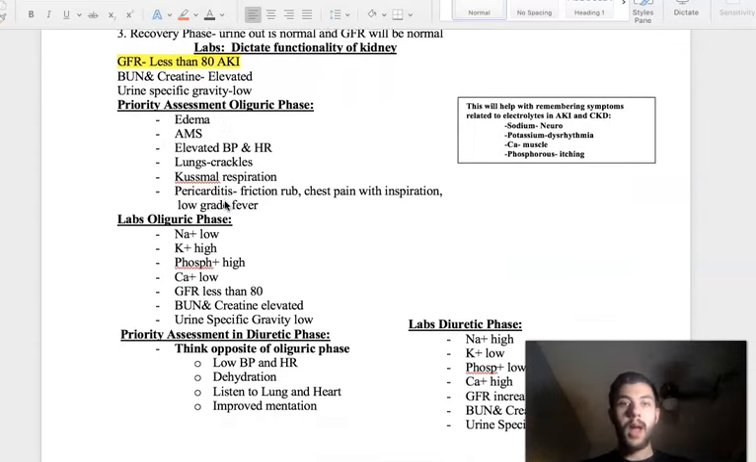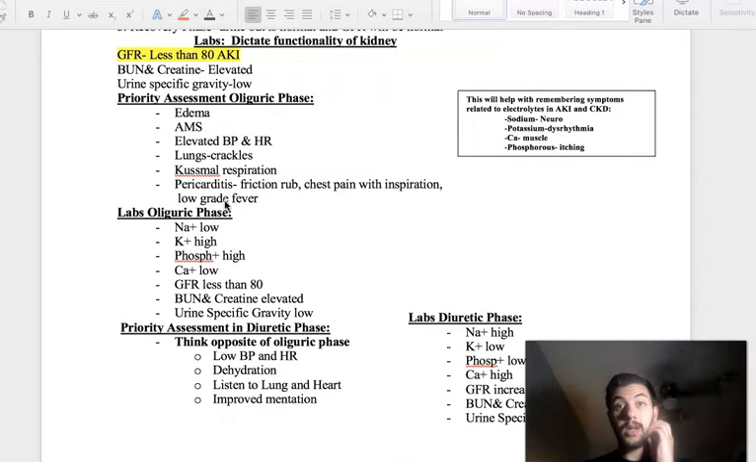So labs, how can you detect that the kidney is not working? You're gonna check the GFR. If it's 80 and less, it's AKI. You're gonna check the BUN and the creatinine, and they're gonna be elevated. Assessment for the oliguric phase is gonna be edema, AMS, elevated BP. Lungs are gonna sound like crackles, Kussmaul respirations, and pericarditis. There's a friction rub.